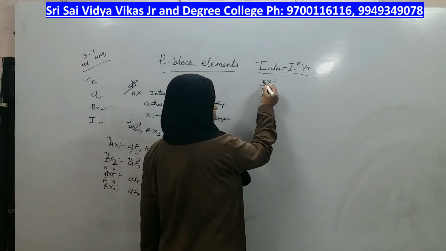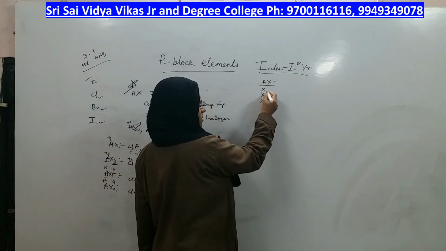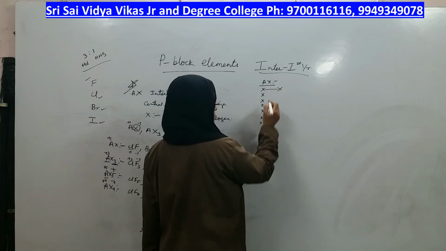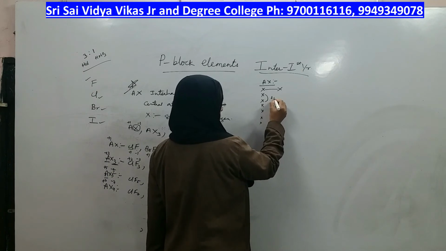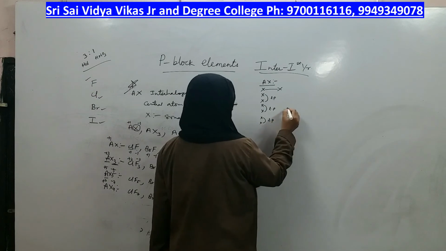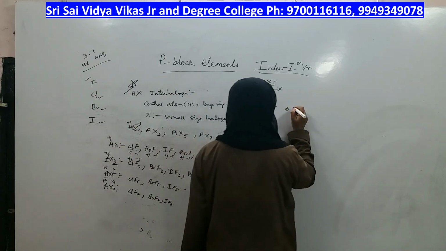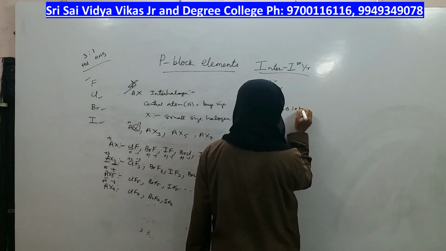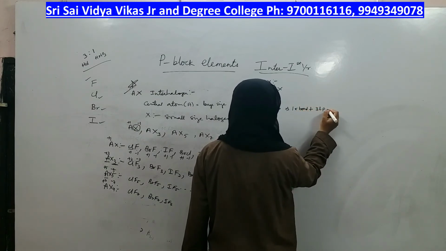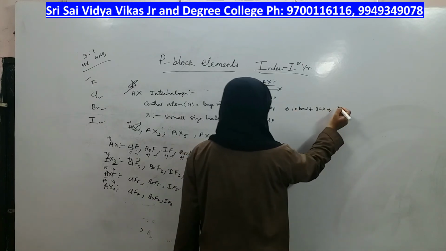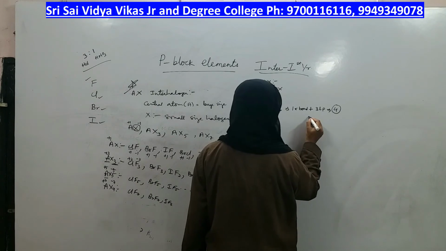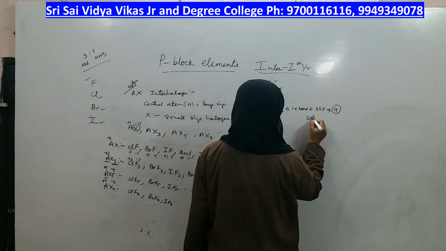For AX, who is the central atom here? A. How many electrons does A have? 7. With 1 electron, it forms a bond with X. Then 1 lone pair, another lone pair, another lone pair. So in total, how many sigma bonds? 1 sigma bond plus 3 lone pairs. Total 1 plus 3, the total value is 4. That means for 4, what is the hybridization? sp3.